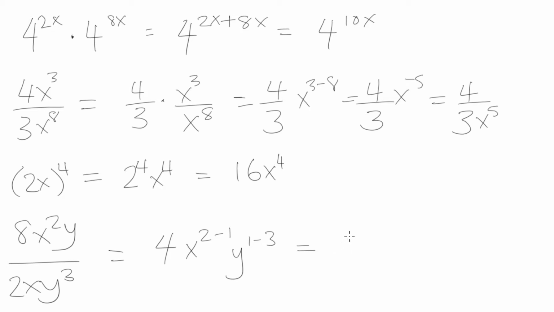And that is going to be 4x, because 2 minus 1 is just 1, so it's going to be 4x, and 1 minus 3 is minus 2. So we're going to have y squared at the bottom. And that's because if we were writing this just as it is, it would be the y to the power of minus 2 at the top, but because it's negative, we can just move it to the denominator and that exponent becomes positive.